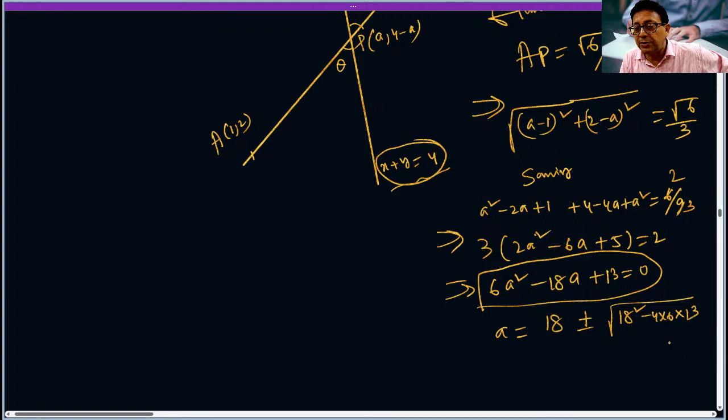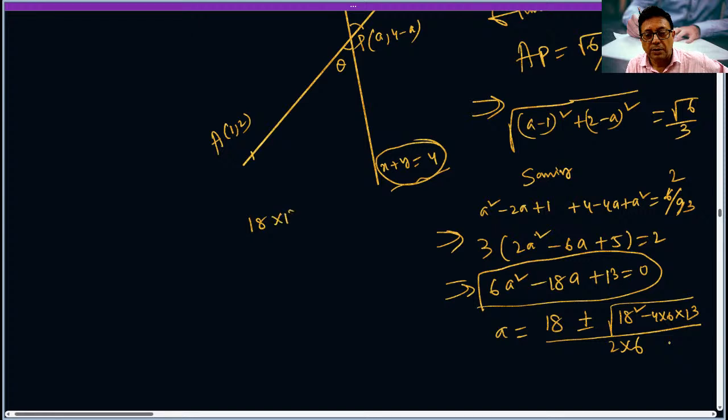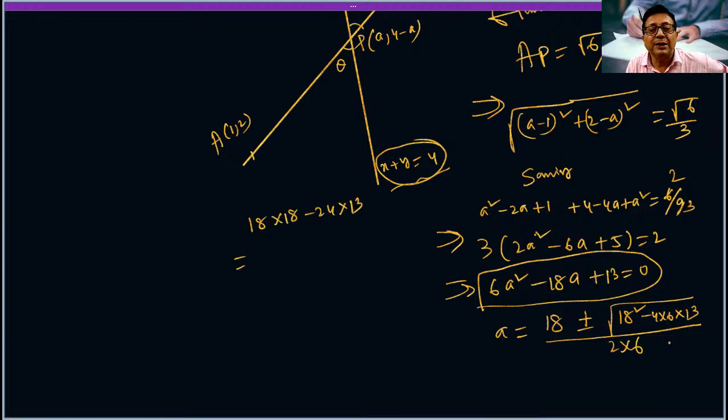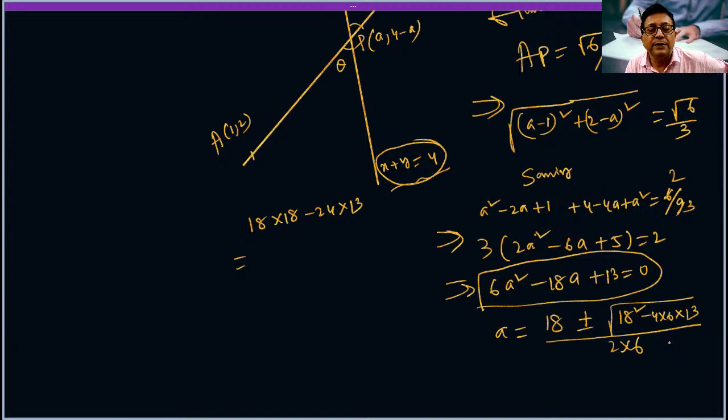Four into 6 into 13 by 2 into 6. Please check this calculation. 18 plus minus root over 324 minus 24 into 13, I am taking. 324. This is, wait. I am taking here 2 and then 6.